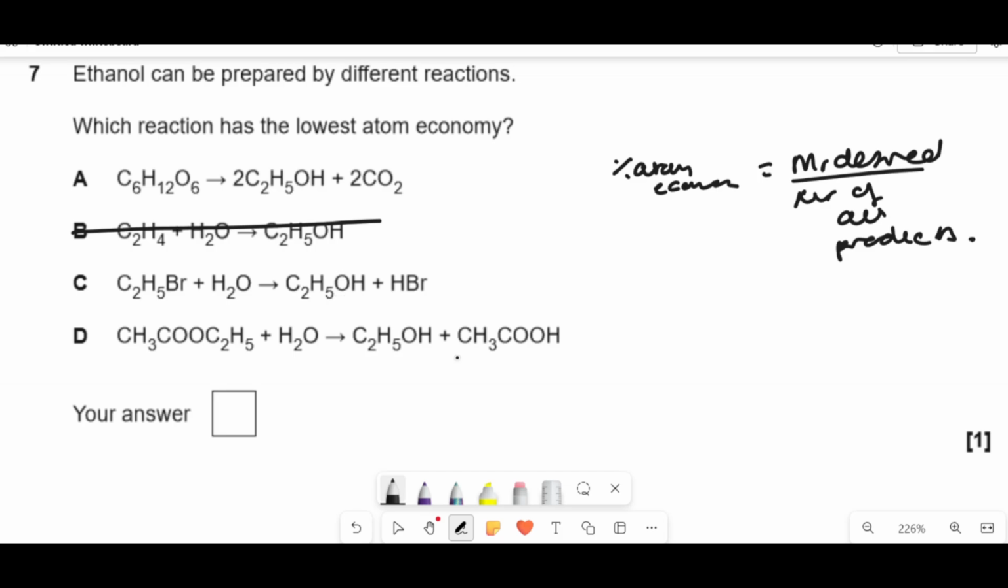So now we have to just quickly work out all the atom economies for these other ones and see what we end up with. So for this one, I get 51%, and then for the next one, down here, just as a side note, the MR of the ethanol we want is 46. So that's 36%, and that one's 43%. So therefore, the answer's got to be C.